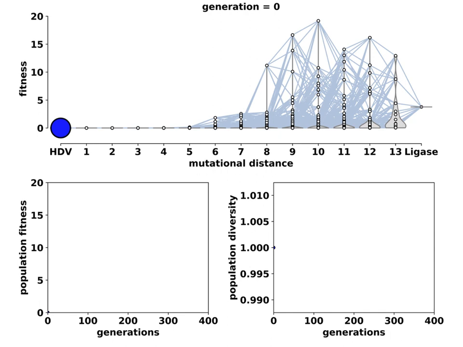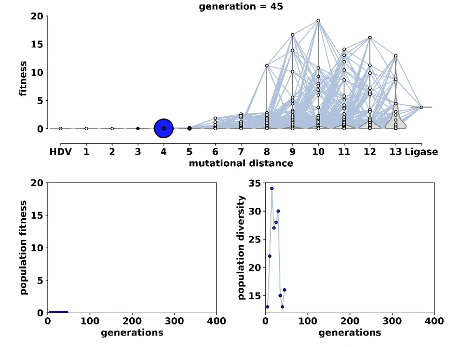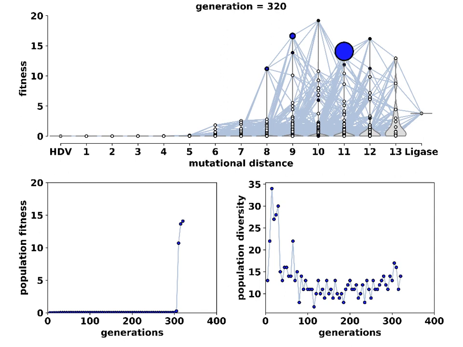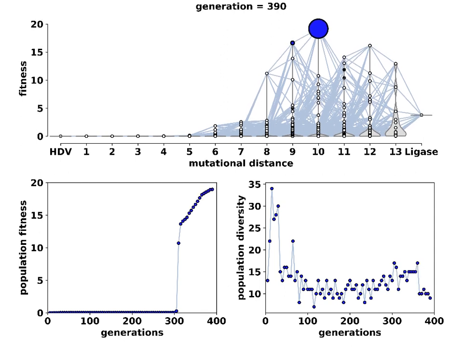So the size of this blue circle indicates how many individuals are at that genotype. And so this large blue node to start means that they all started at the HDV reference, and we're going to let them evolve towards this ligase peak activity. And the generation time is on the top. So as we evolve, the population moves as competitions for survival happens. And eventually, the population finds its way to the peak of the ligase activity. And it takes about 300 generations to get up to that peak.